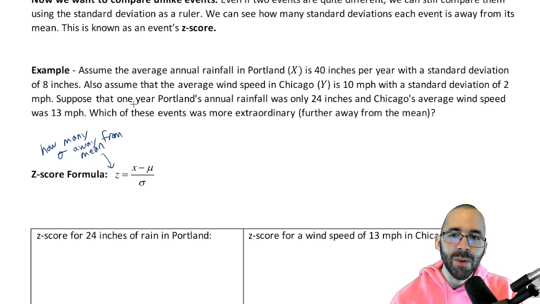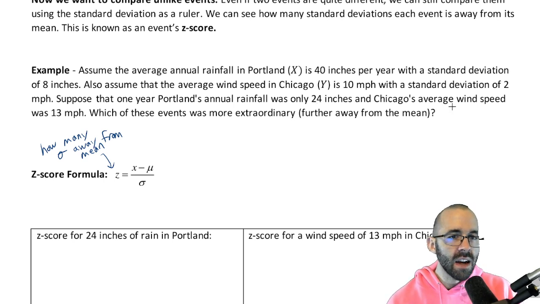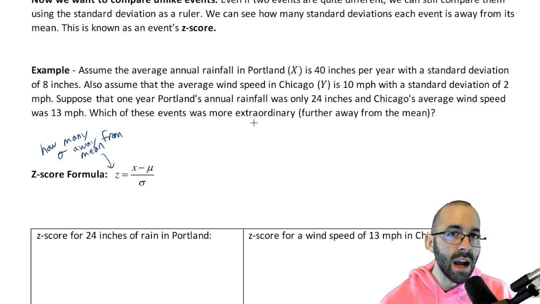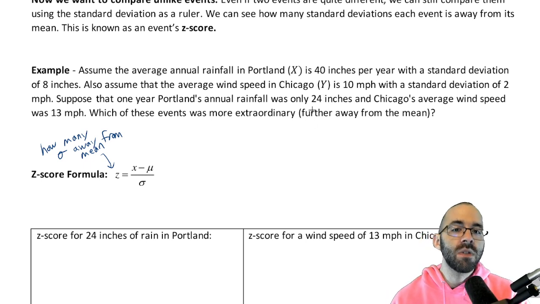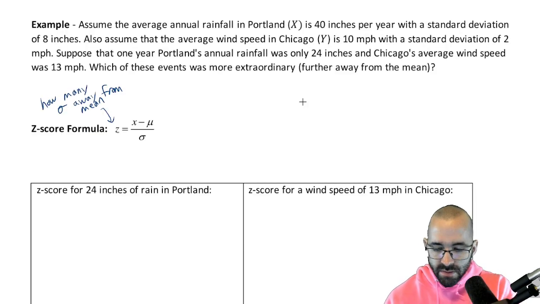Anyway, suppose that one year, Portland's annual rainfall was pretty light, only 24 inches, and Chicago's average wind speed was 13 miles an hour. What was more out of the ordinary? What was more extraordinary? What was further away from the mean? We will do this with z-scores.